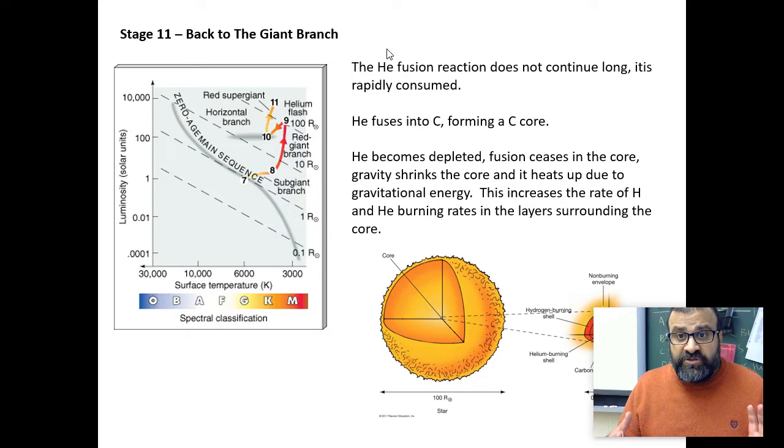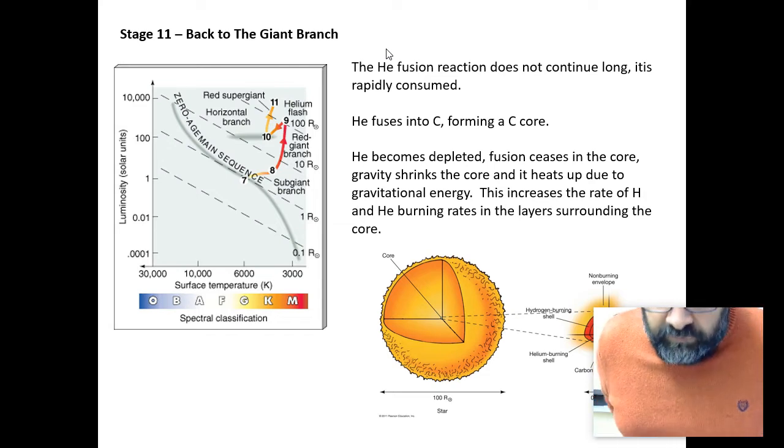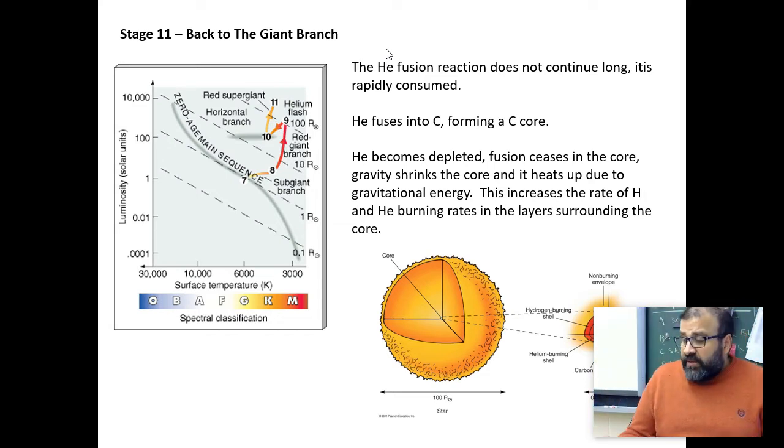So helium fusion stops, right? The helium all gets rapidly consumed, and the helium fuses into carbon. And so you end up with a core of the star being made up of carbon. So nuclear fusion at the core stops. A star this size cannot fuse carbon. It's too small. There's not enough pressure. So fusion in the core ceases.